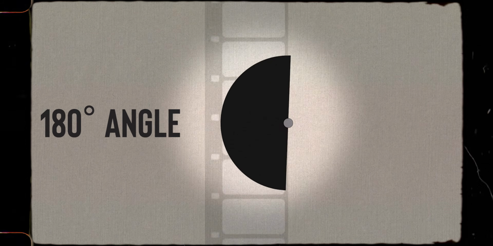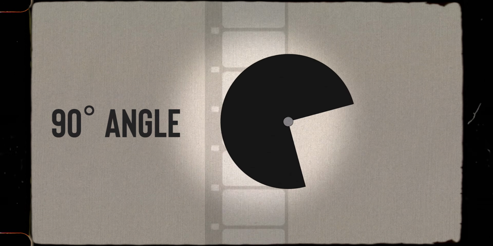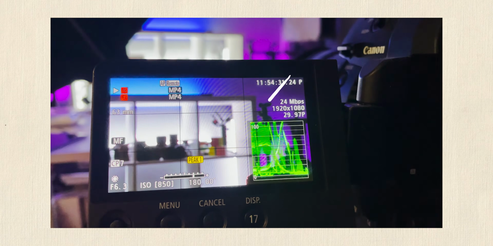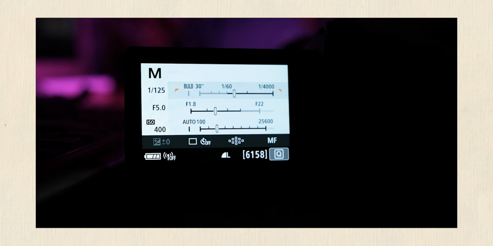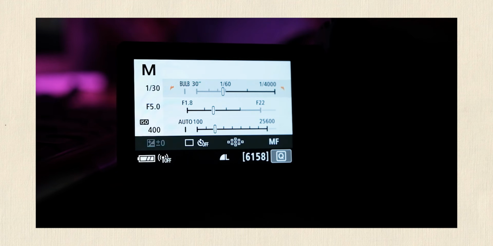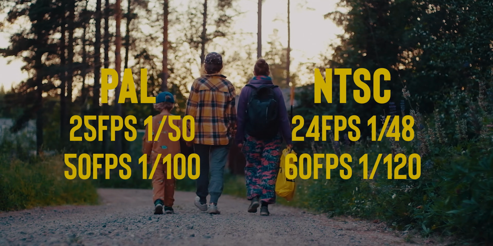Now, shutter angle dates back to the time where we had a rotating shutter in front of a strip of film frames. But cinema cameras today still use shutter angle because it's based on frame rate instead of fractions of a second. Your frame rate always dictates your shutter speed or shutter angle.